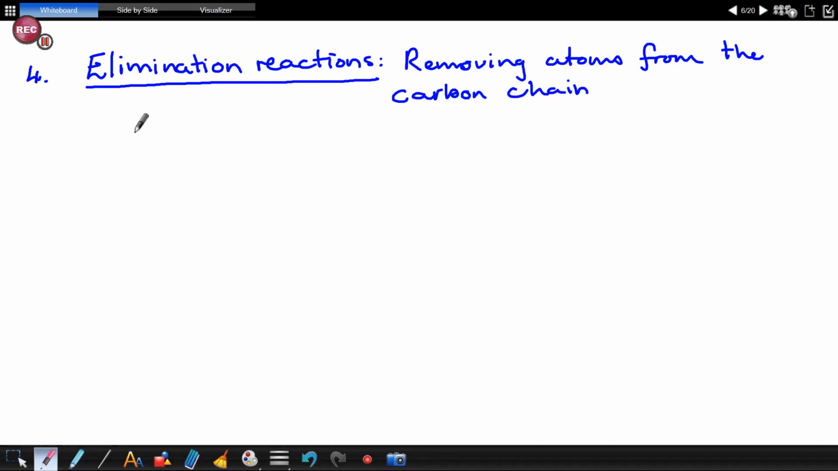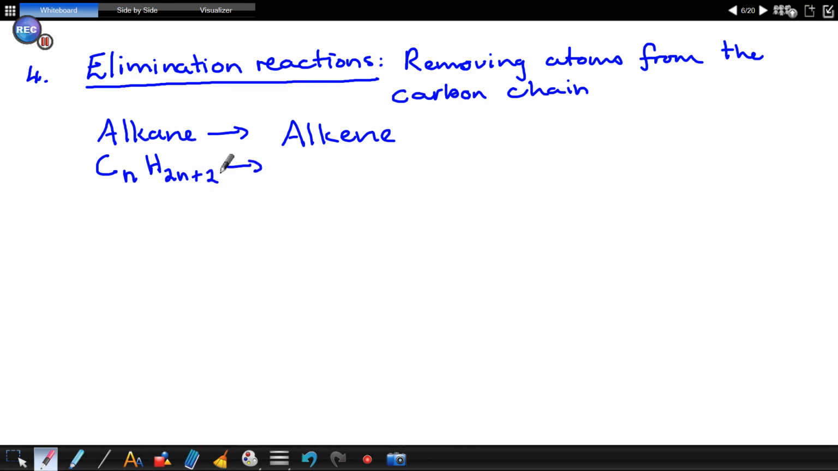So we can have elimination reactions with alkanes and it will make an alkene. Am I right? If you look at this, the general formula for alkanes, CnH2n plus 2, and you take two hydrogen atoms away there, what will you get? CnH2n. Okay, so elimination reaction of an alkane will take it to an alkene.